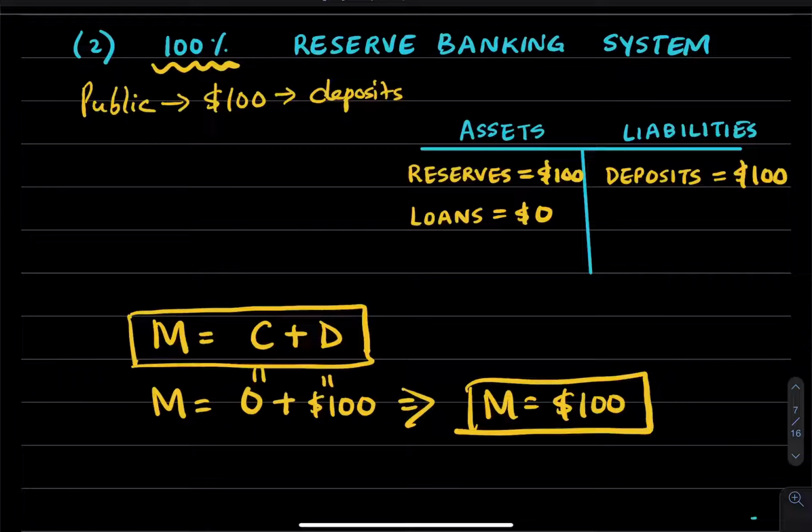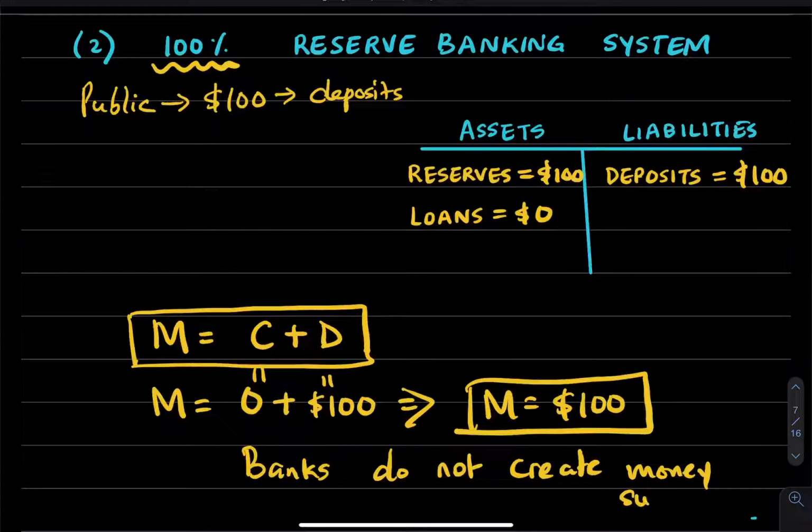And so in this case, also in a 100% reserve banking system, banks do not create money supply. Banks do not create money. We started with $100, we end up with $100.